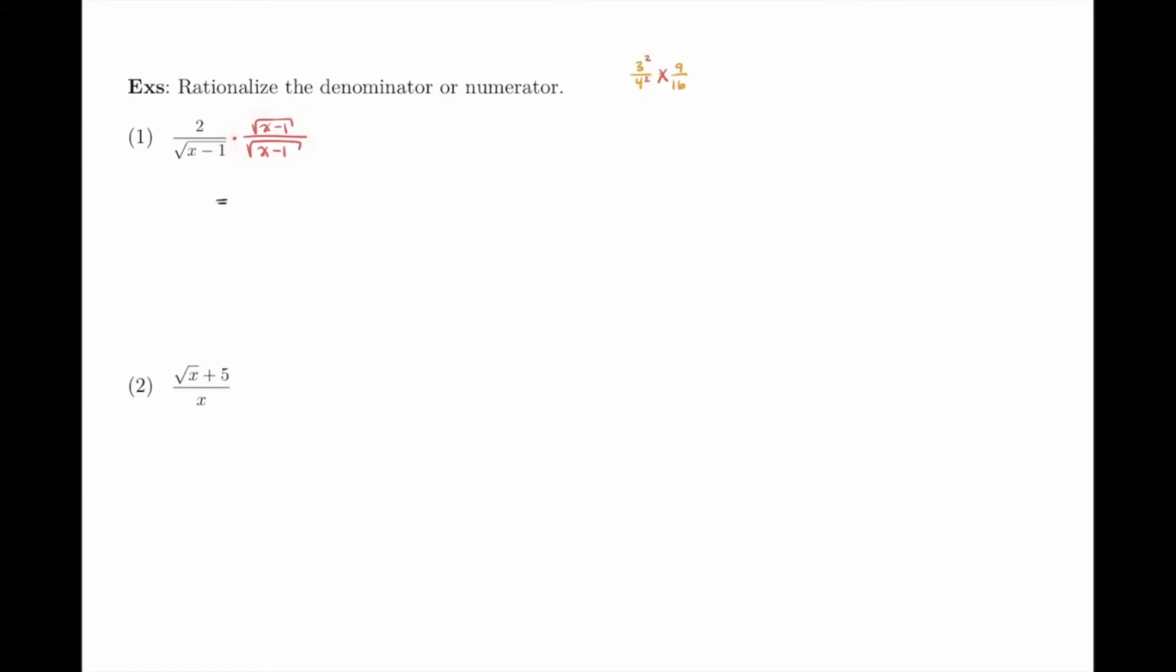Okay, so when we do that in the top, we'll multiply across 2 times the square root of x minus 1. Nothing really to do there. And in the bottom, we have the square root of x minus 1 times itself. That's the same as squaring a square root. And so the square root is going to go away, and what we're left with is just x minus 1 to the first. Nothing more to do here. We've rationalized the denominator. It's in its simplest form, and so this is our answer.